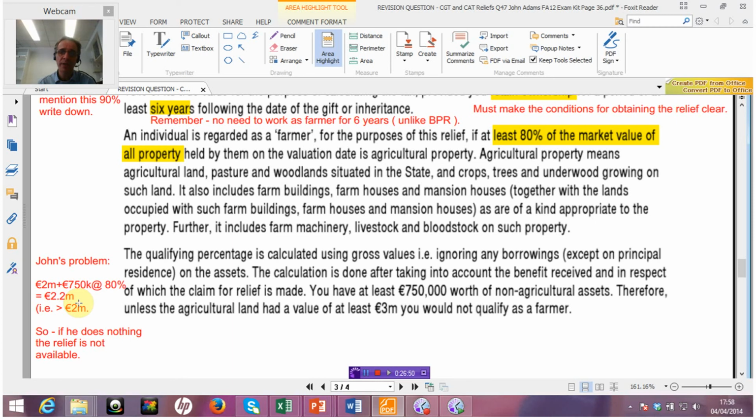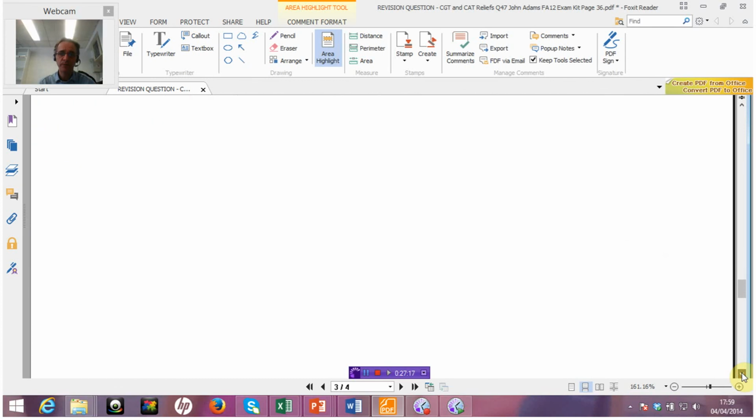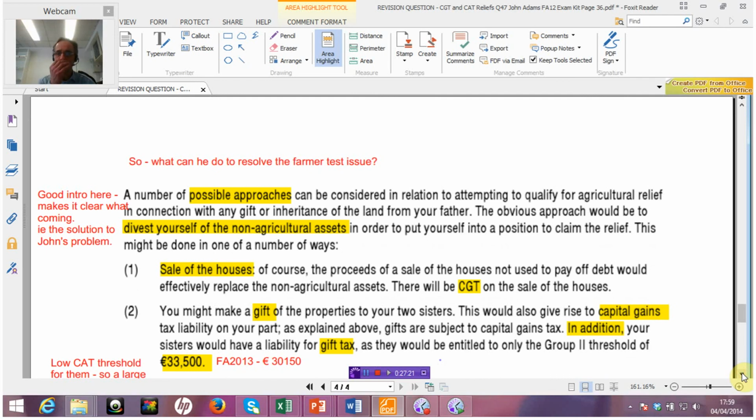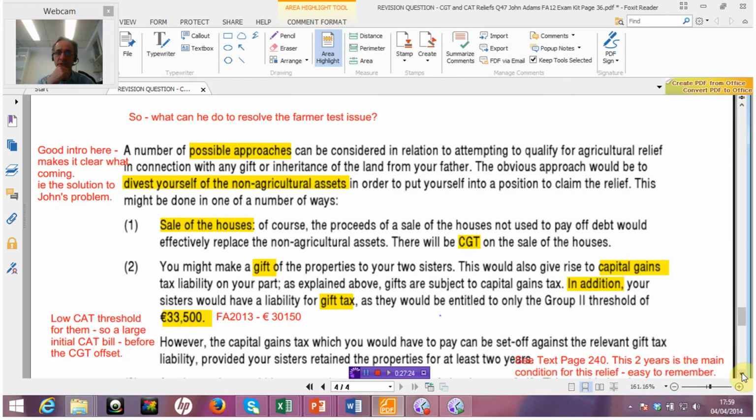And there's a couple of things that he can do, and essentially they all revolve around getting up or over that 80% barrier, possibly by getting rid of some of his assets. Now, we're only told about the investment properties that he has, so it must be in that area. Okay, so in terms of solutions, if I move slightly further down onto a new page, what could he do to resolve his situation?